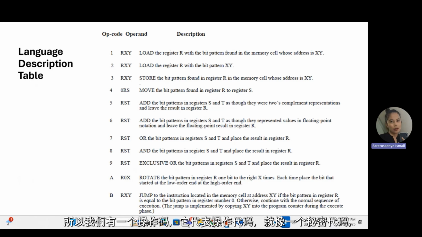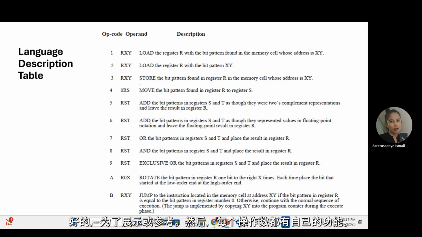So we have opcode, which stands for operations code. I say it's like a secret code or Morse code that the computer understands: the most significant digit on your left is basically the opcode, and then there's an operand. The operand is basically the symbols to be referred to. Each of the operands has its own functionality.